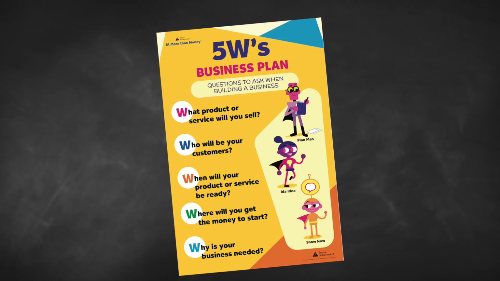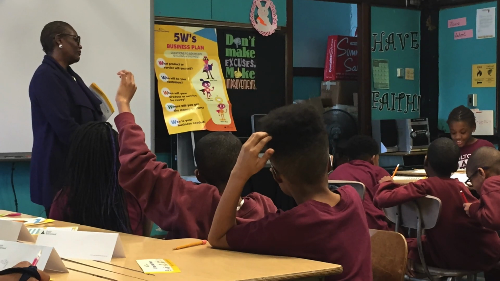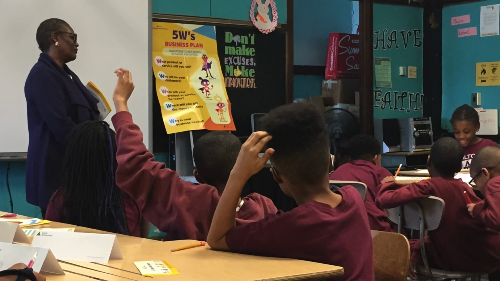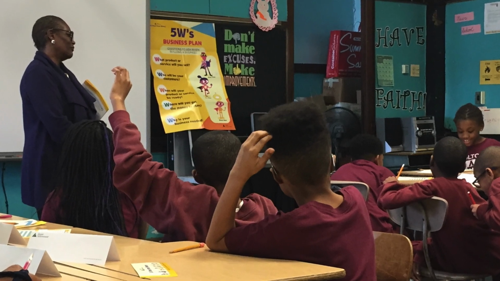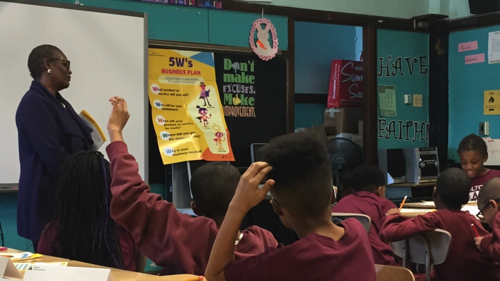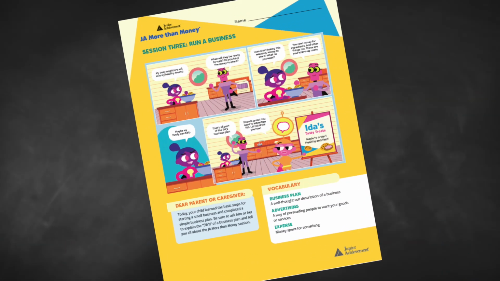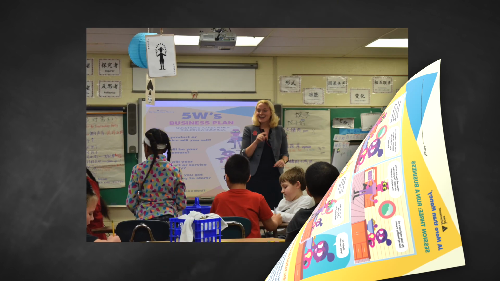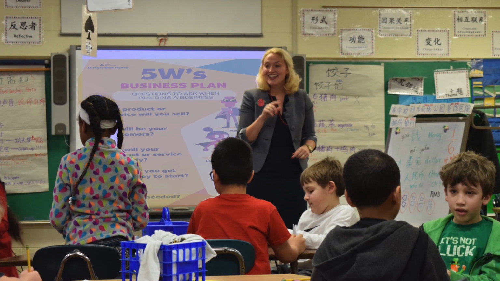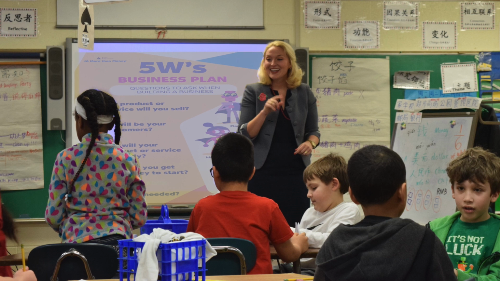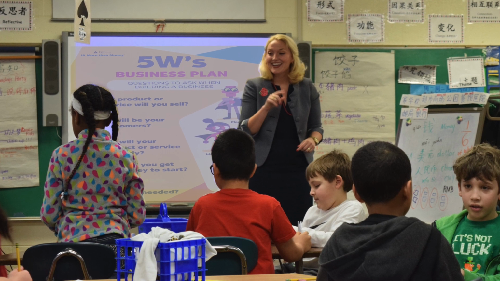Show the 5 W's business plan poster and explain that all businesses need to consider these questions to get started. Ask students to read aloud the 5 what, who, when, where, and why questions on the poster. Ask them to think about these questions as you read aloud the comic strip in the flyer. Then, as you review each question, ask students how Ida answered the 5 W's for her business.